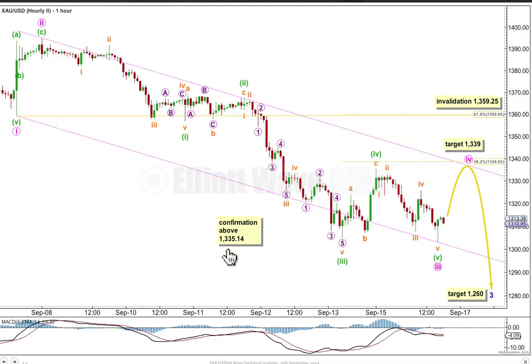If we do see price move above 1335.14, I'm not expecting much more upwards movement. This target isn't that far away from that confirmation point. But the invalidation point's further away. Minute wave 4 may not move into minute wave 1 price territory above 1359.25. Importantly, it can touch that price point. It's only movement above it, even by a fraction of a cent, which invalidates this wave count.